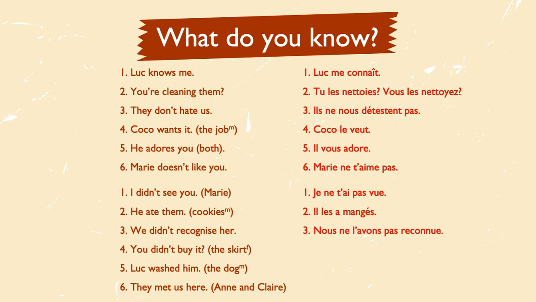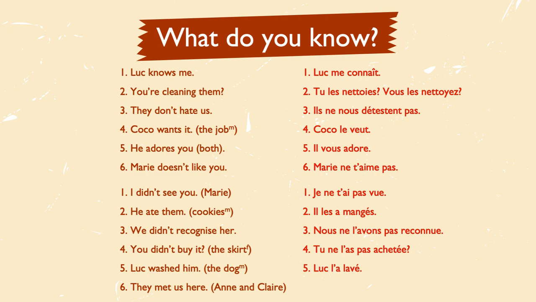All right, number 4, you didn't buy it. The verb is acheter, and the thing we're referring to is feminine singular. Tu ne l'as pas achetée. So we have to add an e to acheté because it's referring to the skirt, which is feminine. Numéro 5. Number 5, Luc washed the dog. Your verb is laver, and the dog is masculine singular. So we don't have to add anything to the past participle. Luc l'a lavé.